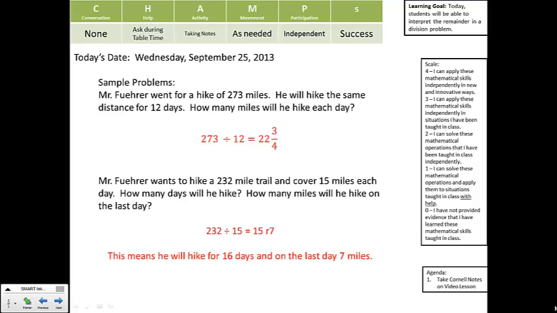So when we work out the problem, we get an answer of 15 with the remainder of 7. We know that we're going to go 15 days where we hike 15 miles, and then we're going to do one extra day where we only hike 7 miles. And so the total number of days that we're going to hike is 16. And then on the last day, we're going to hike 7 more miles.